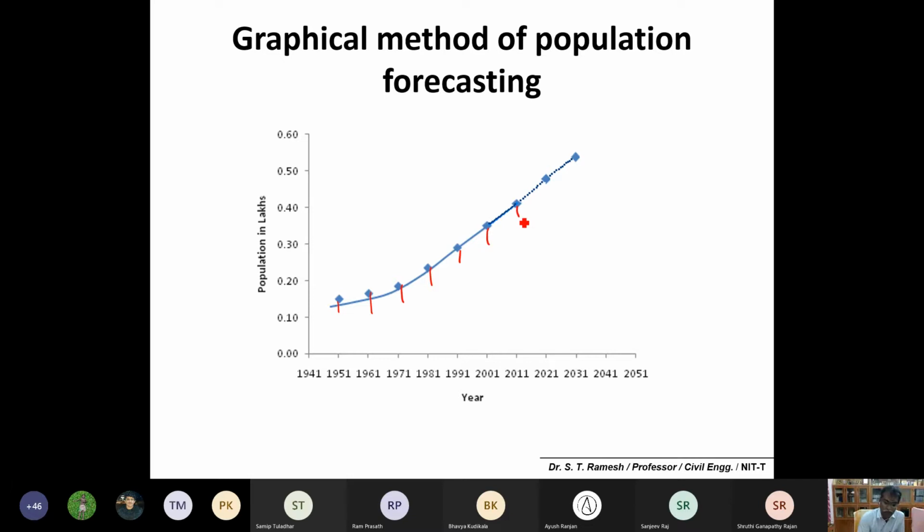Okay, and you can extend the trend something similar to this. Thereby, I can calculate what will be the population of 2021 and what will be the population of 2031 by simple extrapolation of trends. So you just extend the same line. Assume that the population increases in the same trend, and project it and find out what will be the population of the next decades. This is the graphical method of forecasting.